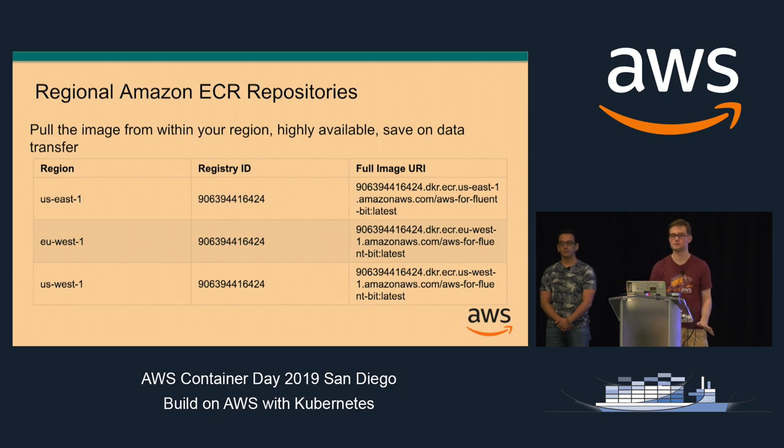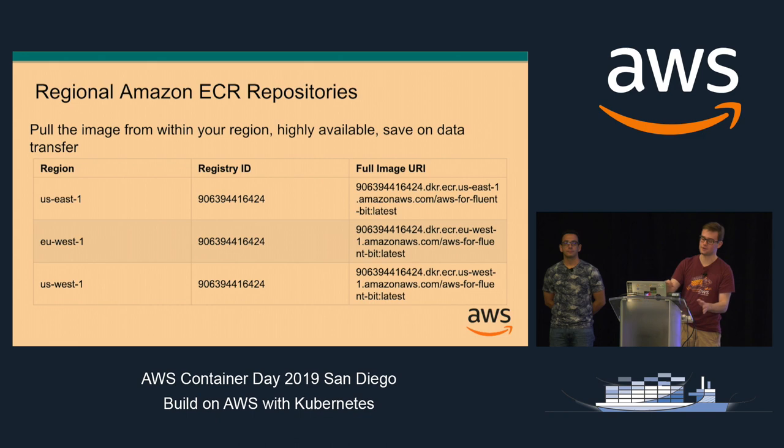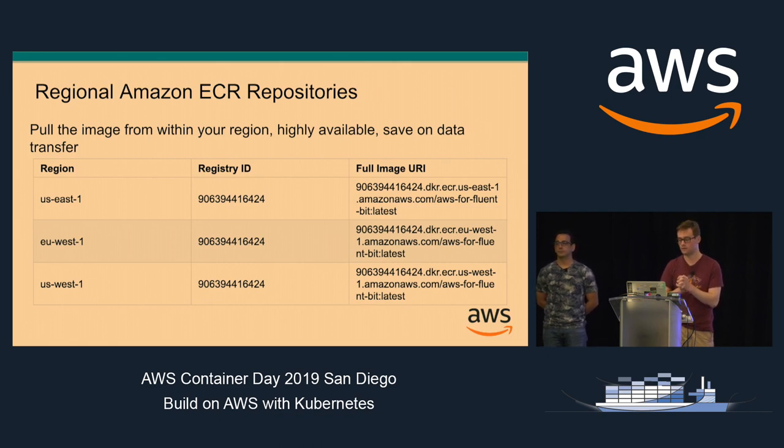The AWS for Fluent Bit image is on Docker Hub, but we figured that wasn't the best option for our customers, so we put regional Amazon ECR image links. In this table, I'm only showing three because that was all that would fit in the slide. But we have one in basically every single AWS region, even AWS GovCloud. There's a local image which you can use in that region. Any AWS customer can pull this image. You just need valid credentials for your account, and basically any account is whitelisted to pull that image.